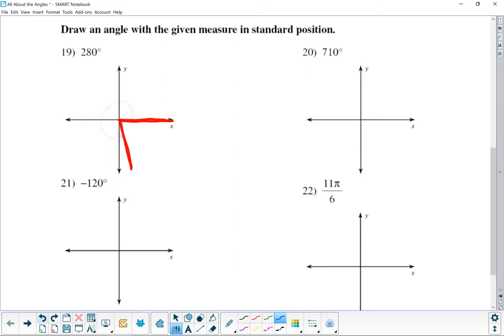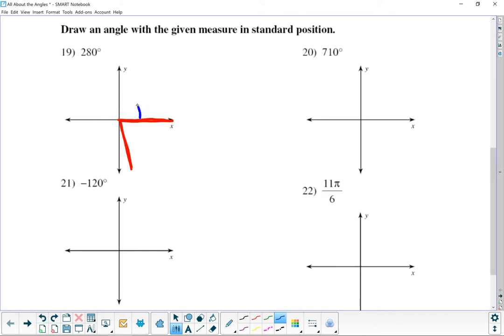Okay, now you could also have done this, but this wouldn't be 280 degrees. This right here is 10 degrees, because that's 270 plus 10. I could also do this, but this is a coterminal angle, equivalent to negative, let's see, that's 90, so negative 80 degrees. And I don't want that. I want to show 280 degrees.